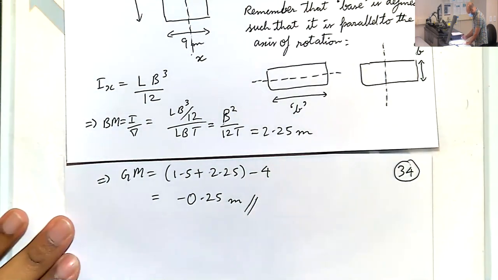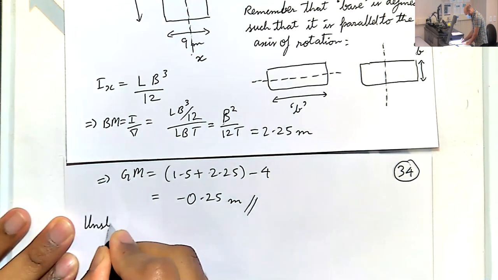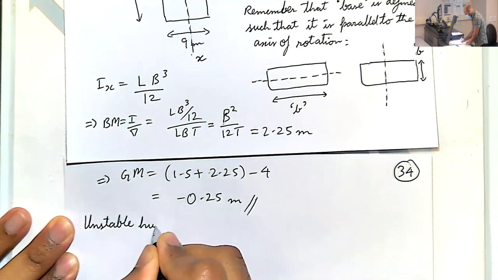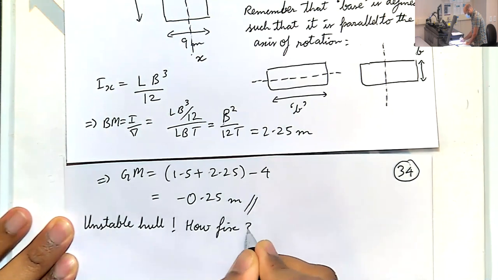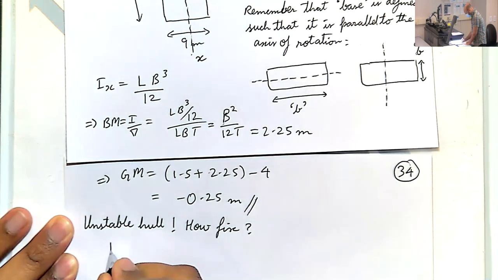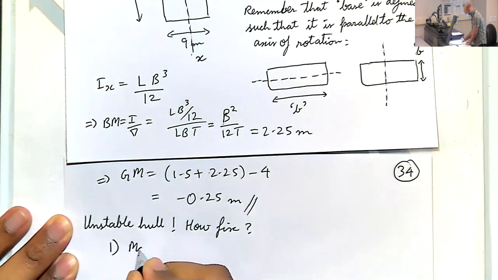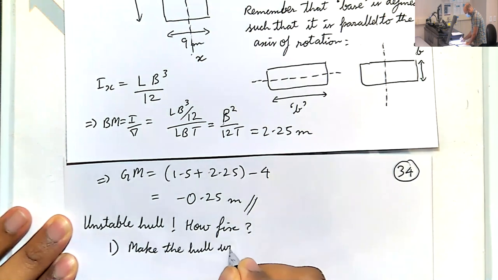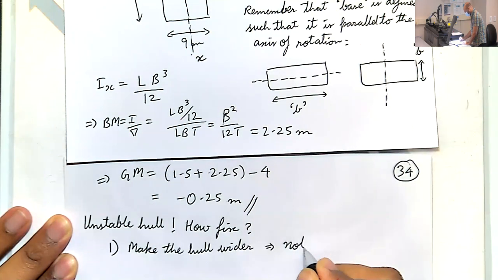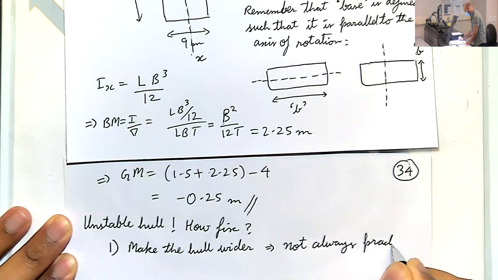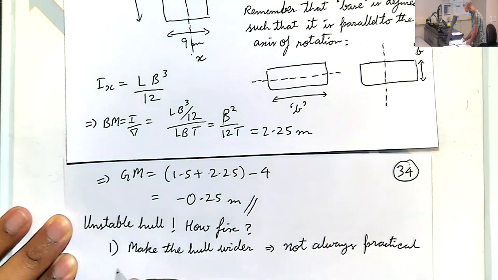So, unstable hull, and how do we fix it? There are two options. One is make the hull wider, and this is not always practical. The other is rearrange your weight.